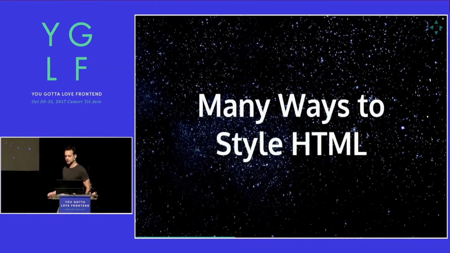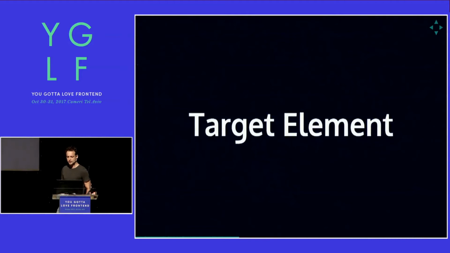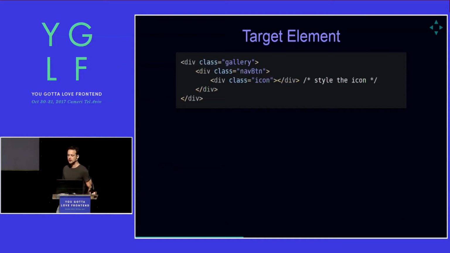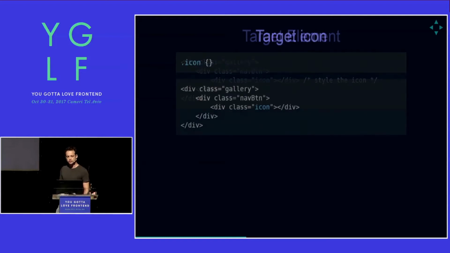There are many ways to style HTML using CSS. Let's see how we target an element specifically. So in this example, we have 3 nested divs. Each of them is marked with a CSS class: a gallery, a nav button, and an icon, a potential HTML markup for a gallery. Let's try styling that inner icon.